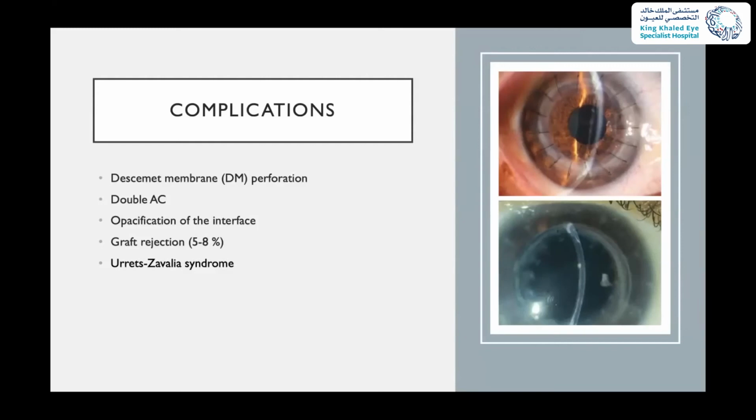So if a perforation occurs, management depends on the timing and the size of the injury to the Descemet membrane. And if the tear occurs while the stroma still covers the Descemet membrane, it can self-seal, especially if it is small and in a superior location, where it can be sealed with an air bubble in the AC.